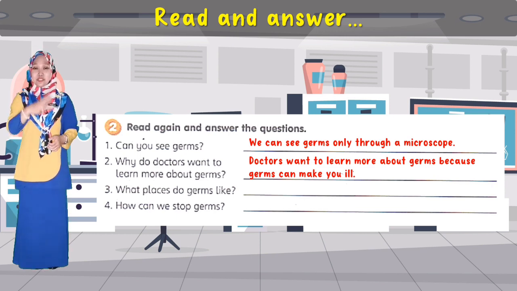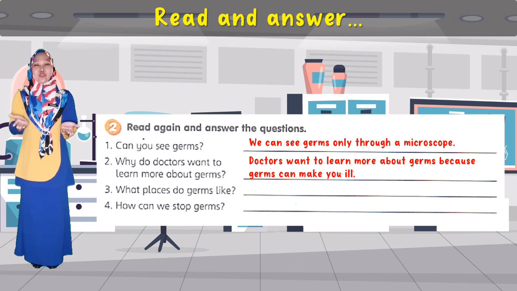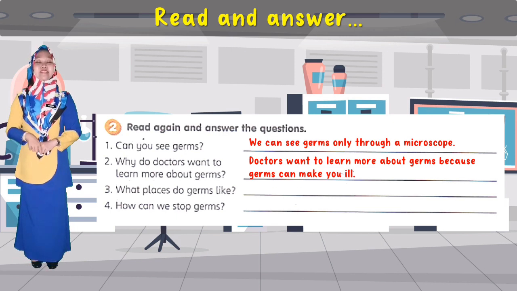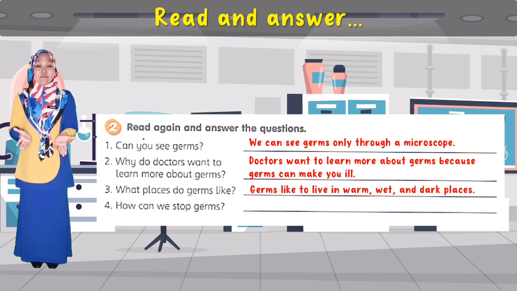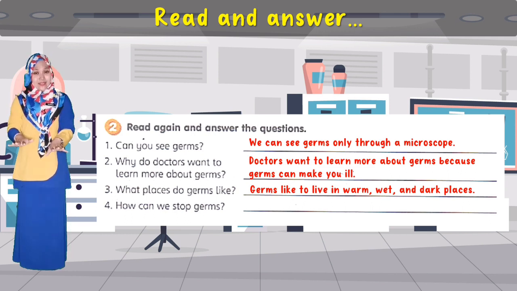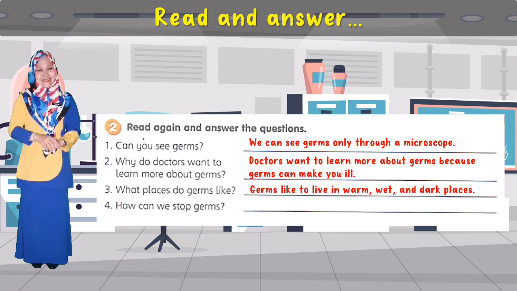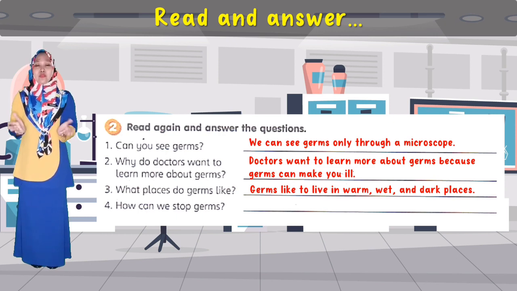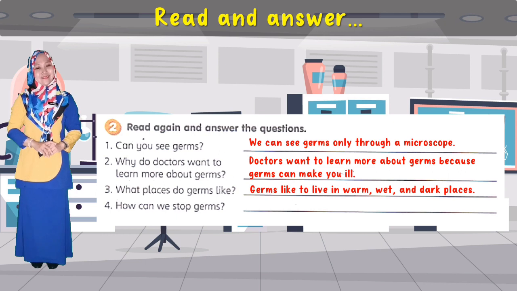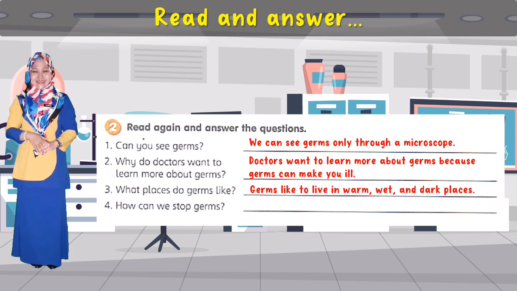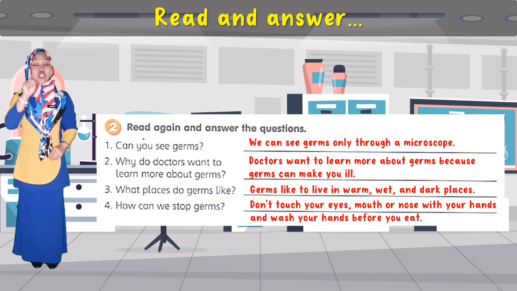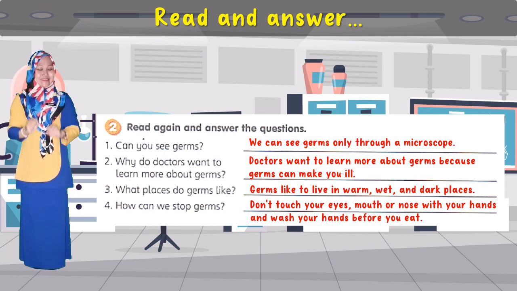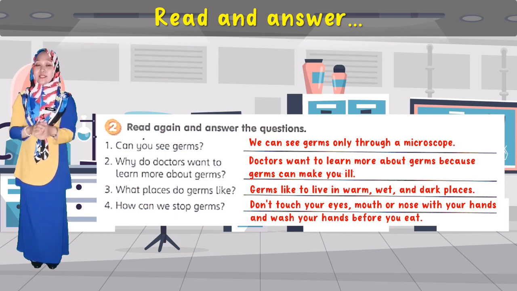Next question, question number 3. What places do germs like? So what's the answer? The answer is, germs like to live in warm, wet, and dark places. And the last question, question number 4. How can we stop germs? What do you think the answer is? Don't touch your eyes, mouth, or nose with your hands. And wash your hands before you eat.